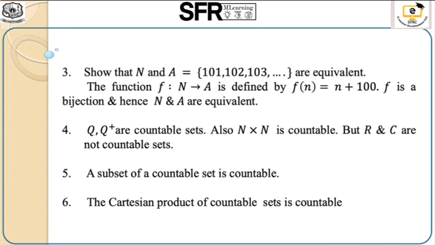Whereas, the sets of all real numbers R and complex numbers C are not countable. Real numbers and C are not countable sets. That means they are uncountable sets.